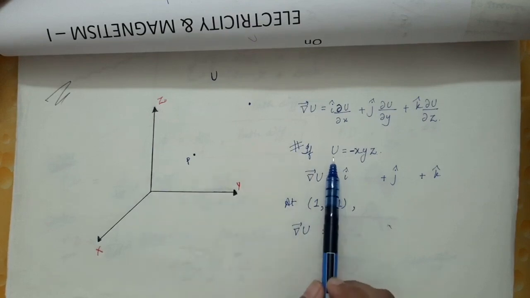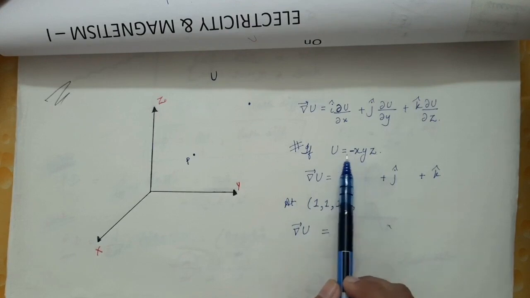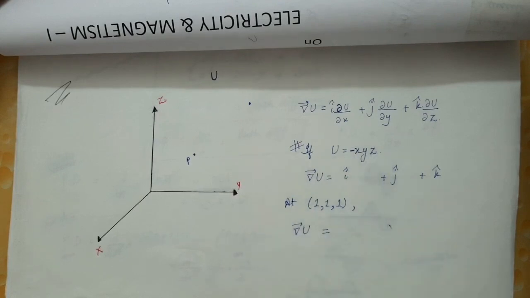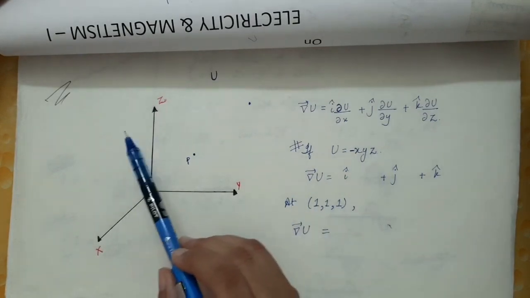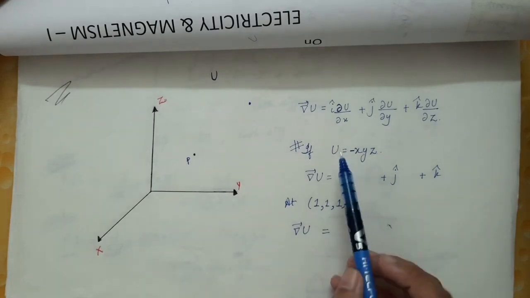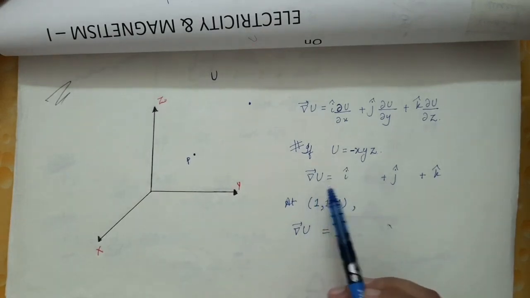When you put x, y, z equal to 1, 1, 1, you will get a value of u. Then if you put x, y, z equal to 1, 2, 3, you will get a different value of u. So there are some unique values of u present in space. Now we will find the gradient of u at a point.